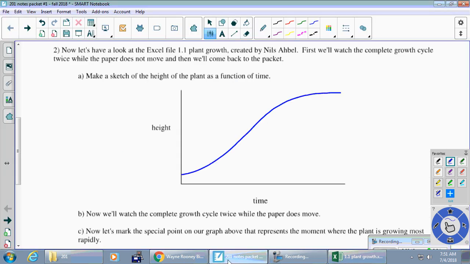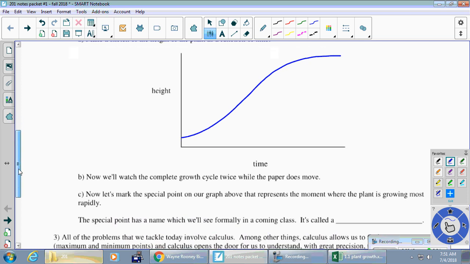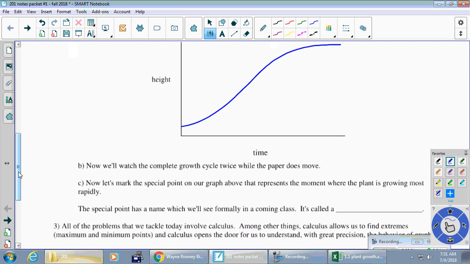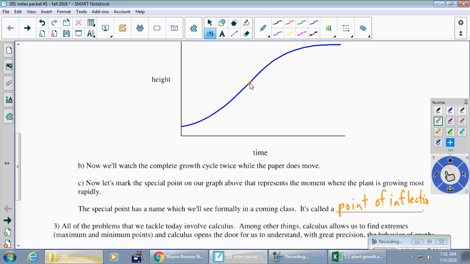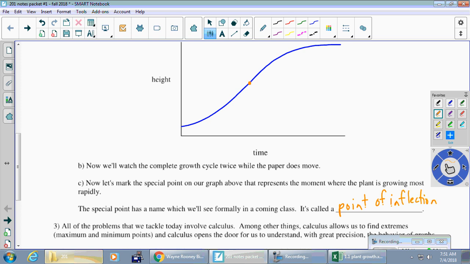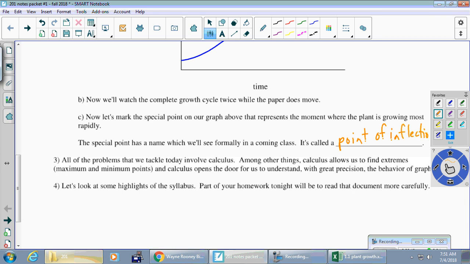Part C. Now let's mark the special point on our graph above that represents the moment where the plant is growing most rapidly. So for me, that's right around here, roughly the middle of that steep part of the graph. The special point has a name, which we'll see formally in a coming class. It's called a point of inflection. Point of inflection.